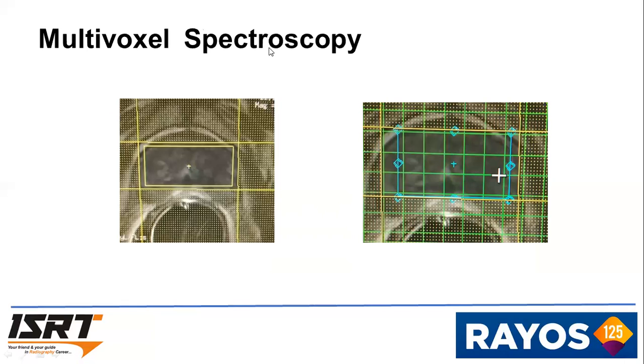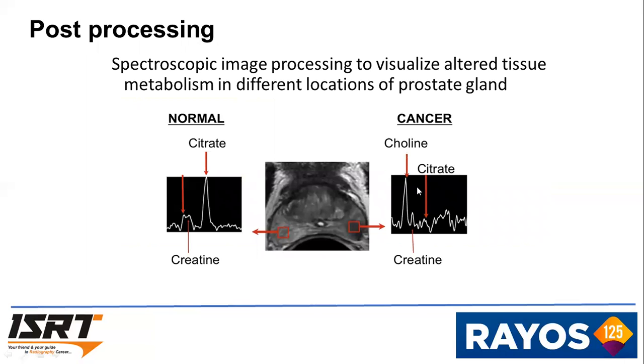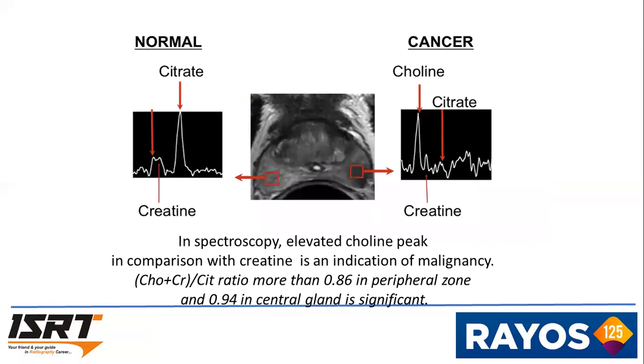Nowadays, we take multi-voxel spectroscopy usually. In this case, we can cover the entire gland in a single spectroscopy. Single acquisition, we can cover the entire prostate gland. Here we have 1, 2, 3, 4, 5 into 3, 15 voxels selected at a time. We can have a spectrum from all these voxels in a single acquisition. Some processing is required to visualize the altered tissue metabolism in different locations of the prostate gland.